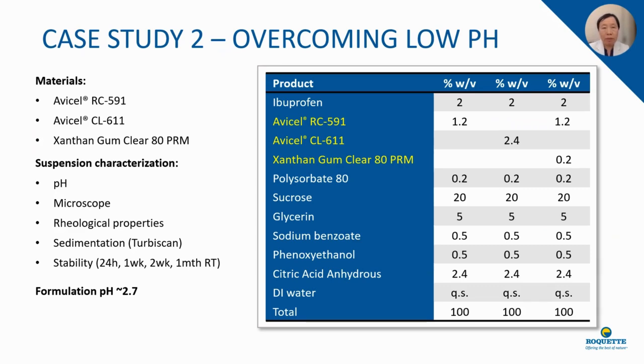The suspension capability of Colloidal Avicel could be compromised in a low pH environment. So in case study 2, a low pH ibuprofen model formulation was selected. The pH was around 2.7. The first two formulations contain only Colloidal Avicel as a suspending agent. The third formulation added xanthan gum as a protective colloid. The suspensions were characterized by microscope study, rheological analysis, sedimentation monitoring using Turbiscan, and the stability test at room temperature was monitored for up to 1 month.